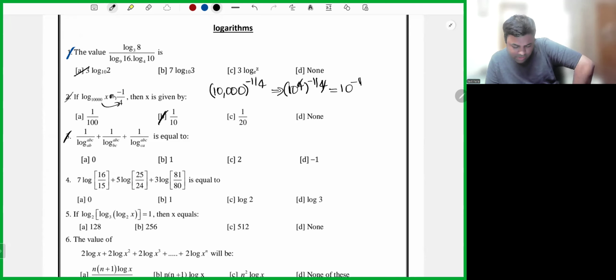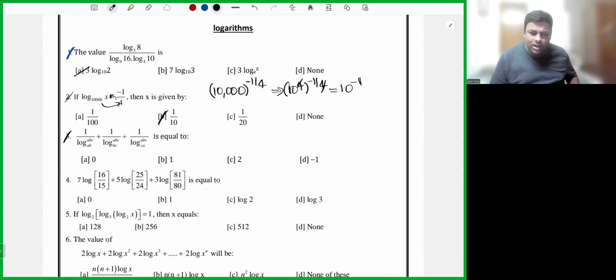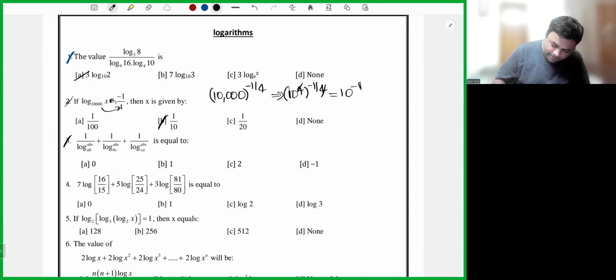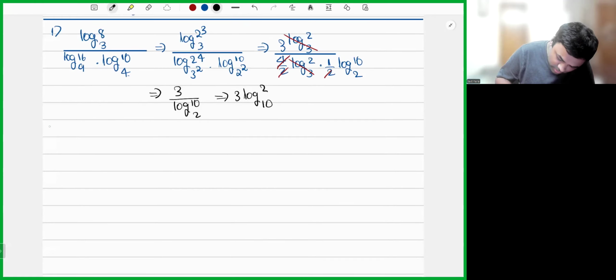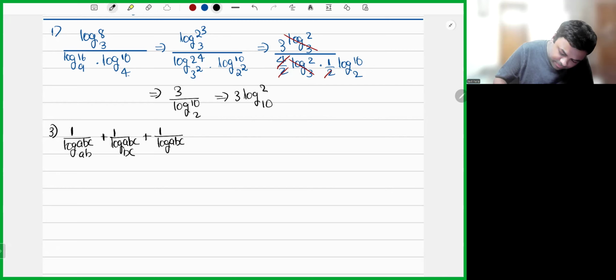1 by log ABC base AB plus 1 by log ABC base BC plus 1 by log ABC base CA. Let's do this, my dear friends. Third one: 1 by log ABC to the base AB plus 1 by log ABC to the base BC plus 1 by log ABC to the base CA.